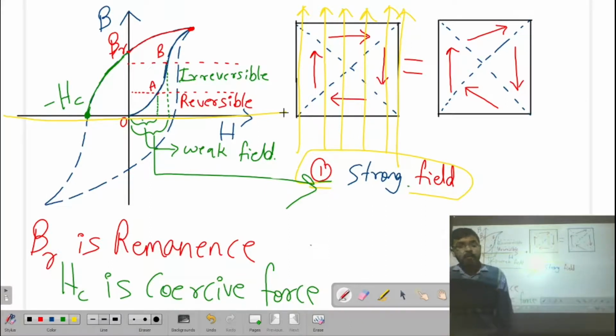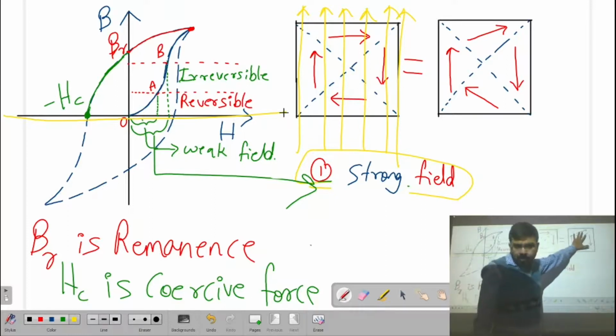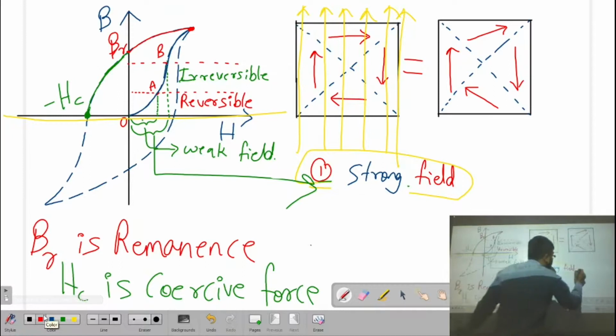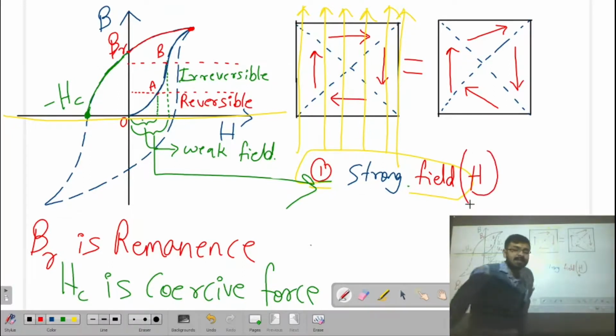That is how we are going to have the hysteresis curve with respect to the understanding of the domain formations within strong and weak H. H is nothing but the external applied magnetic field, right? So this is all about the hysteresis loop with respect to the understanding of domains. Okay?